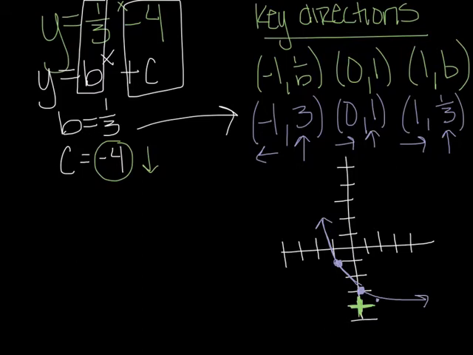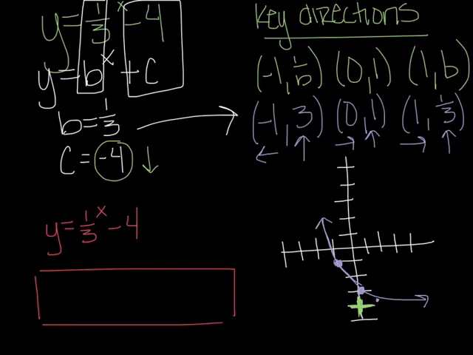All right, now remember, we can double check and see if this key directions thing is actually working. So let's do that by plotting a few points. So we have y equals (1/3)^x minus 4. Let's find when x is -1, when x is 0, and when x is 1.